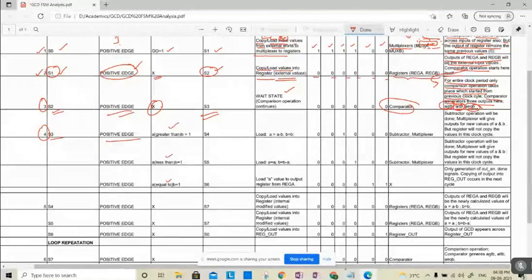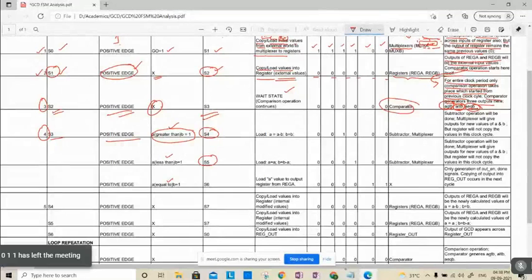If a is greater than b, it moves on to S4 state. If a is less than b, it moves on to S5 state. And if a is equal to b, a small correction here, make it S7 state.